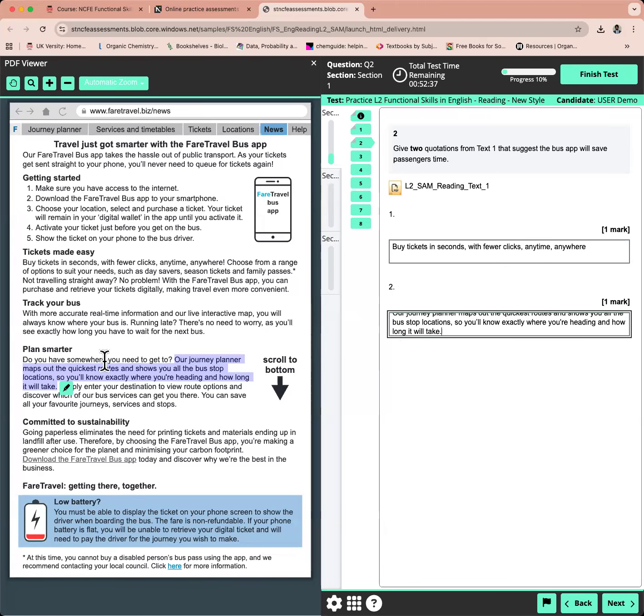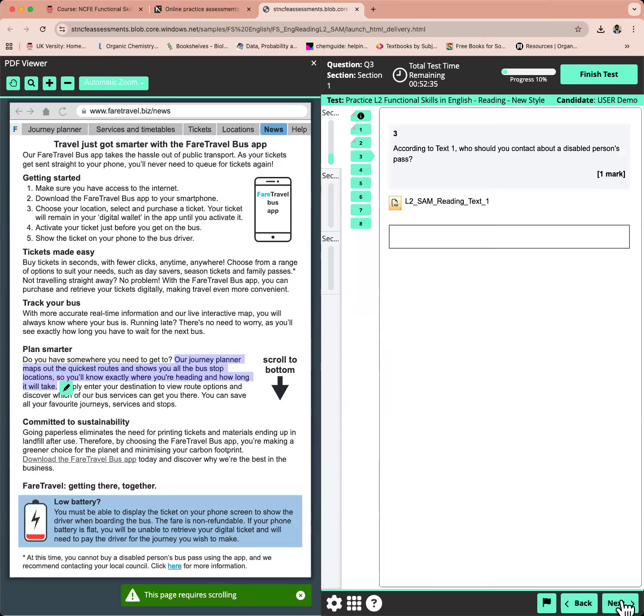So I can copy the text from the comprehension itself, from this text which has been given on the document on the left, and those would be the answers that I'm writing for the paper, and they are absolutely acceptable. So according to text one, as you can see, every question will basically be related to this part of the text. Who should you contact about a disabled person? So here it says you should be contacting your local council. Straight away, simple answers: contact your local council. I'm going to correct this.